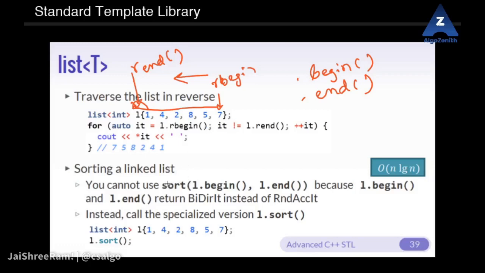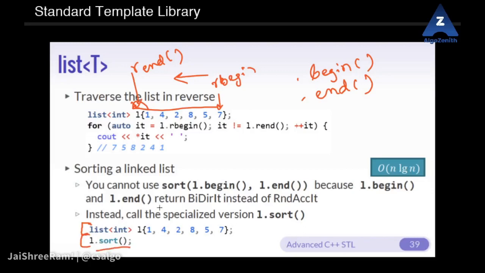Is this clear? Next we move to sorting a linked list. You cannot use sort(L.begin, L.end) because L.begin and L.end are bidirectional iterators instead of random access iterators. Instead, a bidirectional linked list can be sorted using the merge sort algorithm, which has been implemented internally in the C++ STL. So you can just call the dot sort function and it will sort the linked list.